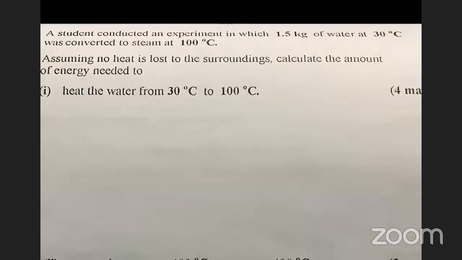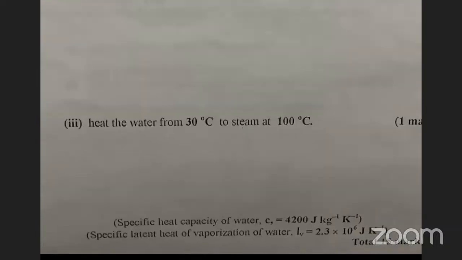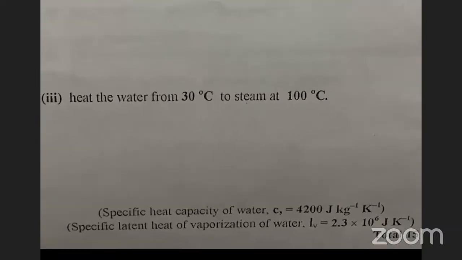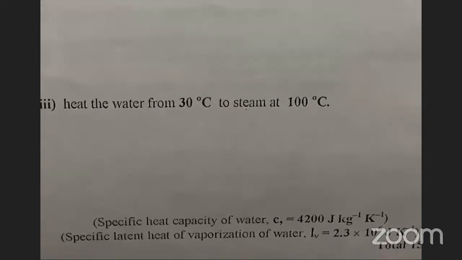Right. I'll have to move in and out, right? All right, here's what to do. Write down these two values here because you'll need them. Write down those two values: specific heat capacity of water and latent heat of vaporization of water.